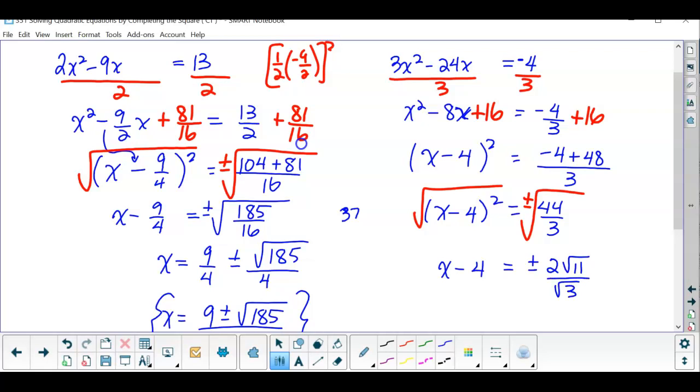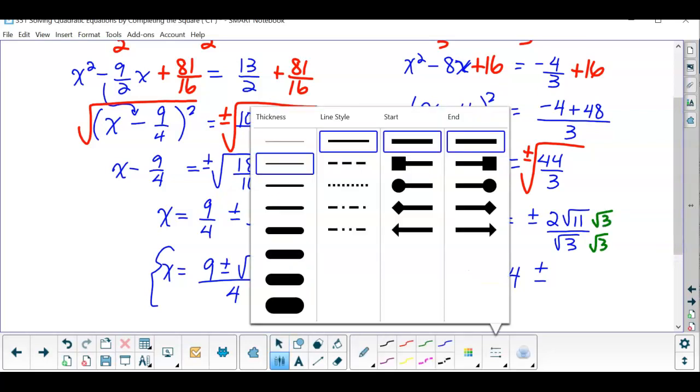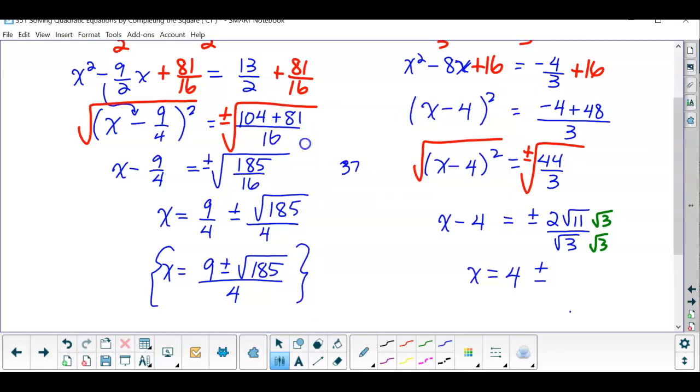Notice how in this one, you can simplify the numerator a little bit, but you can't simplify the denominator. Root 3 is root 3. So what you want to do is rationalize the denominator. So this is going to be x equals 4 plus or minus, and I would rationalize this. So top and bottom root 3. And so that's going to be 4 plus or minus 2 root 33 over 3.